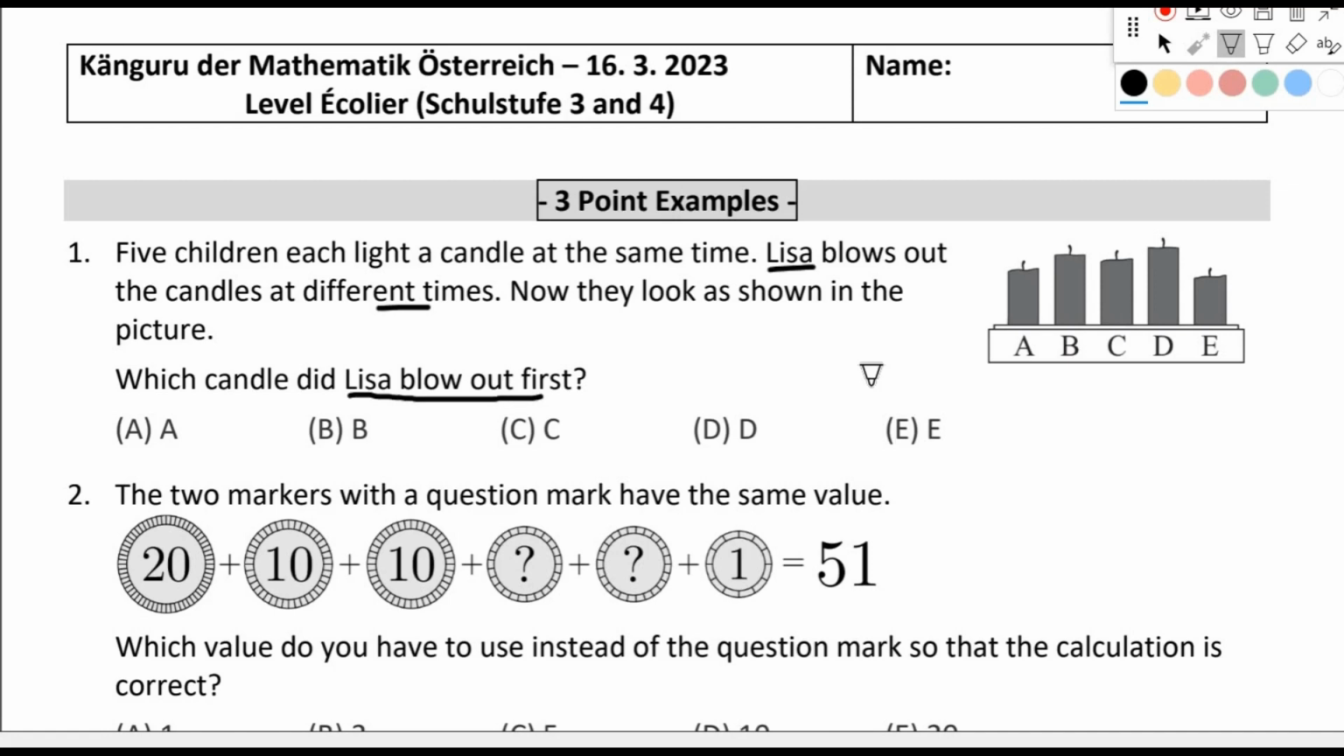The candle which Lisa blew out first will be less burned. You see the height of candle D. The height of candle D is the tallest. Tallest means it's less burnt. And why is it less burnt? Because Lisa could blow this one out first. That is why the answer is option D. Nice question.